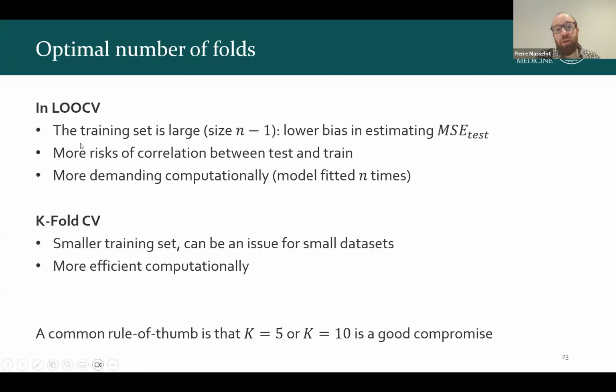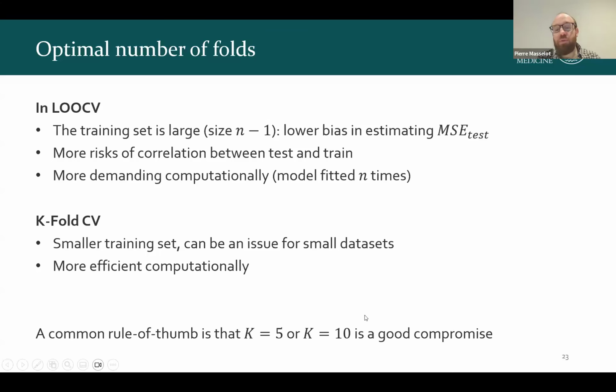But the biggest issue with leave one out cross-validation is that it's really demanding computationally. If you have a very big data set, for instance 1 million observations, that would mean fitting 1 million models, which in most cases is really not feasible. With k-fold cross-validation, you have a smaller training set. So it can be an issue for small data sets, because your training model each time will never be as good as when you have trained your model on the full data set before deployment, but it's also more efficient computationally.